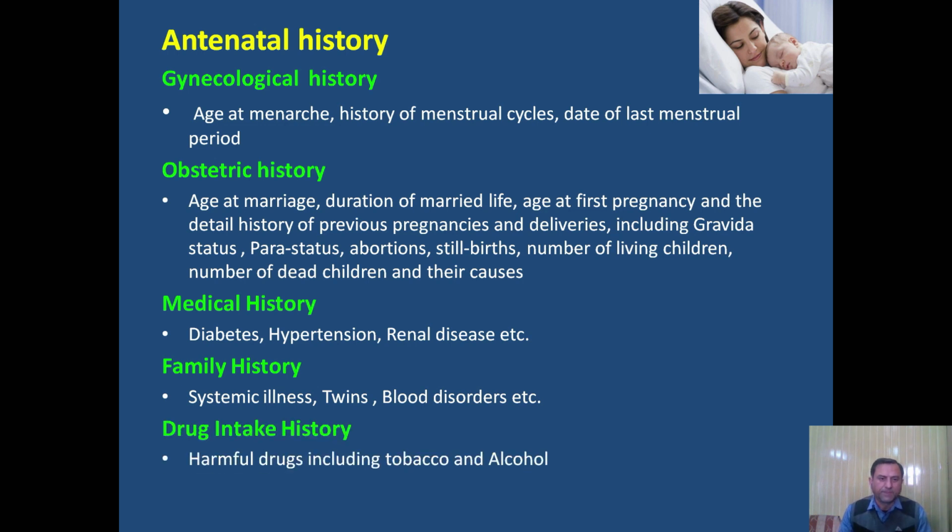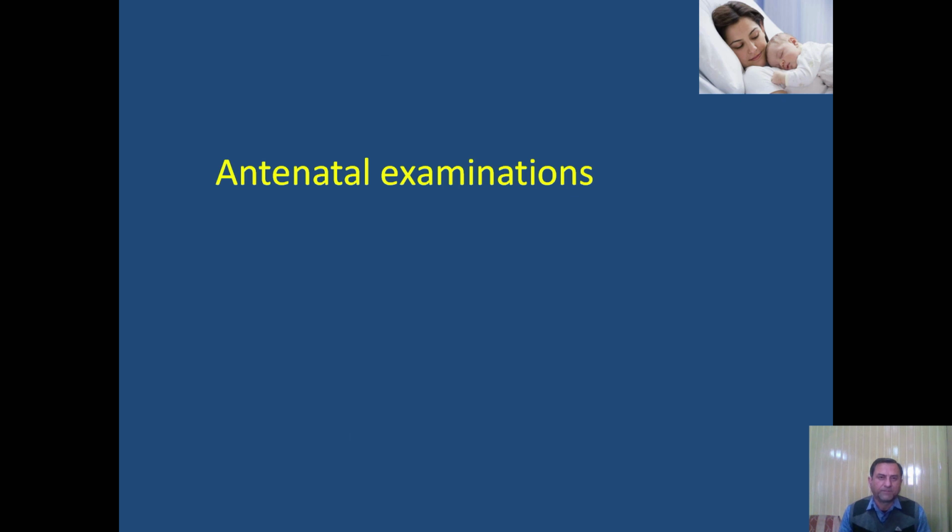Then drug intake, it's important to ask especially about drugs which might be harmful, like steroids, streptomycin, or tetracyclines, and especially in case of pregnancy, tobacco and alcohol, because we know these have adverse effects on pregnancy outcome. So the history that we need to know includes gynecological history, obstetric history, medical history, family history, and drug history. And the examination part is important.